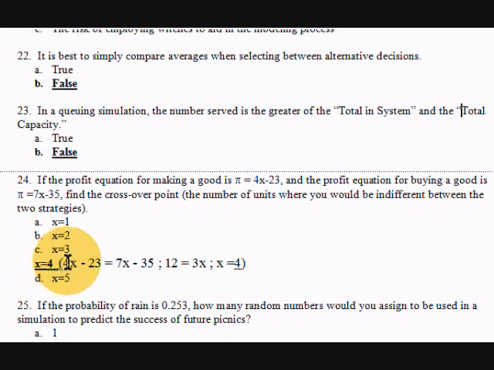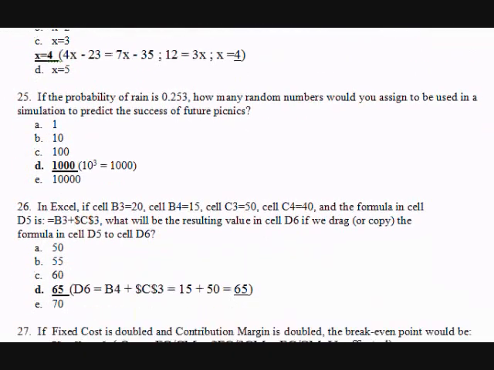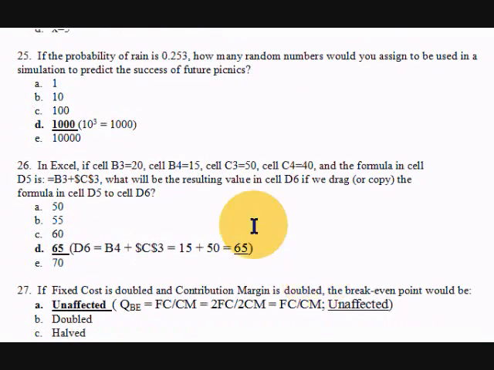So we set them equal, 4x minus 23 equals 7x minus 35, and then we just simply solve for x in this case, and x equals 4. The other option would have been to simply do 7 minus 4, 35 minus 23, and we would have gotten the same answer in that case if you used the formula that we had used for crossover point. And in this case, probability range is 253.